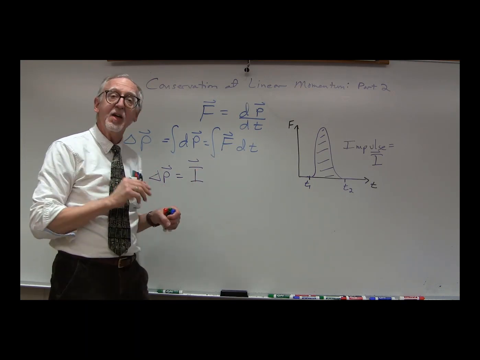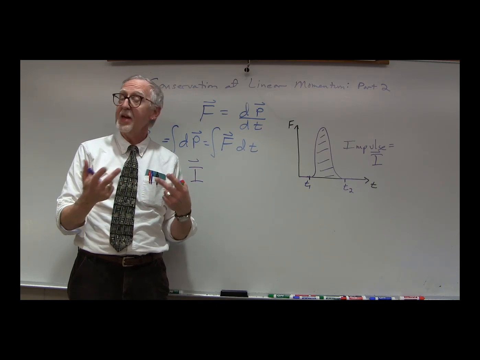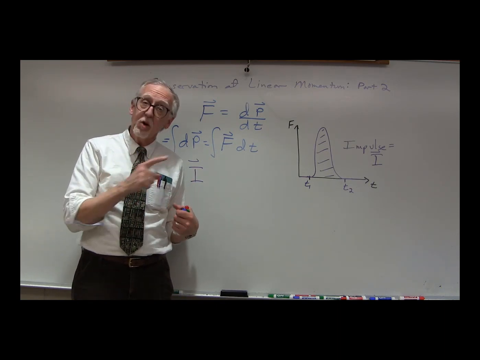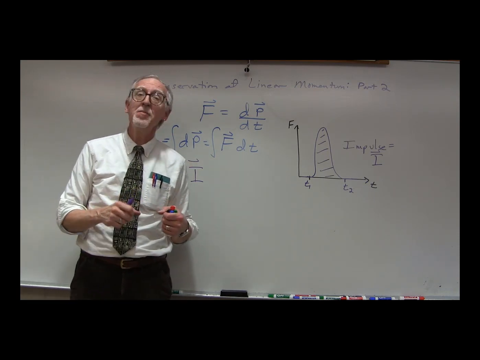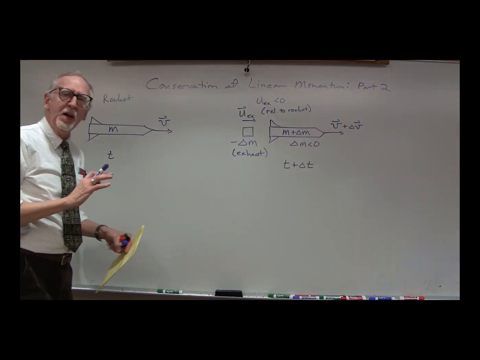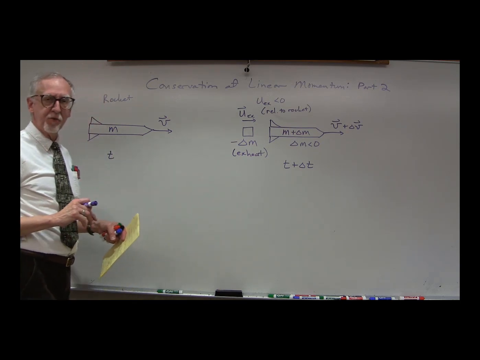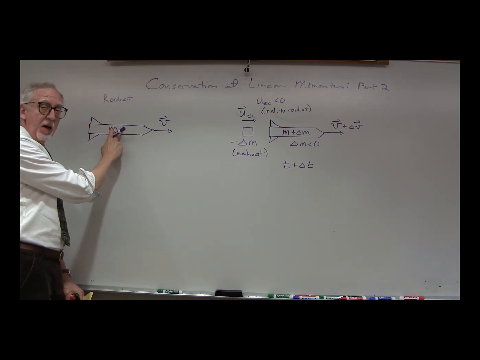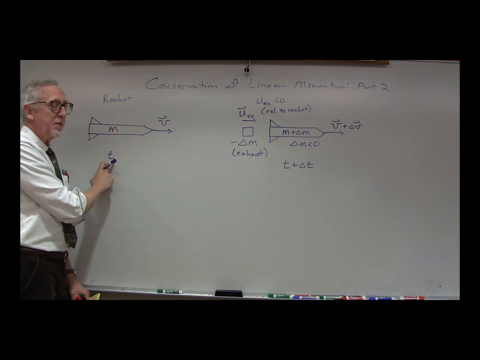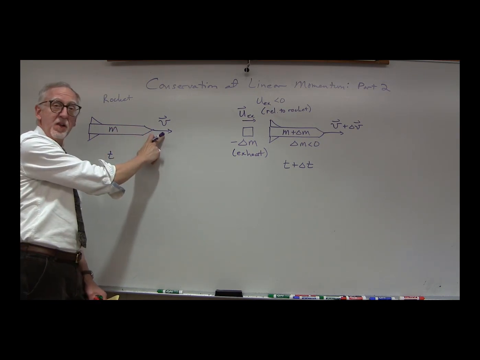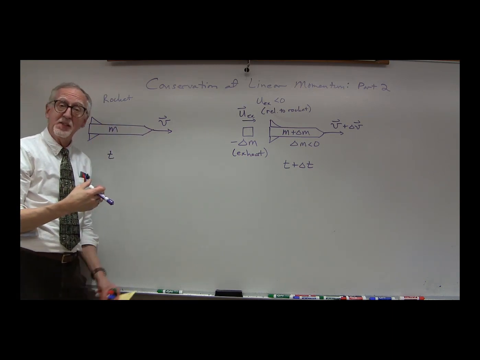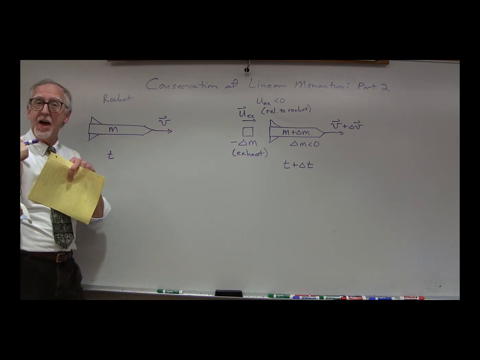Now, let's take a look at how this works with, as I said before, a rocket. How does a rocket actually work? It works because of the conservation of momentum, and we'll see how. Here is the basic situation that we have for a rocket. Let's imagine we've got a rocket here with a mass m that at some time t is moving at some velocity v. The rocket is burning up fuel inside and shooting the exhaust out the back.